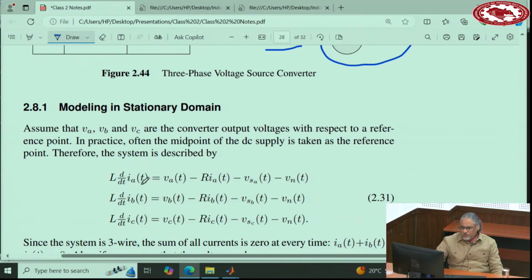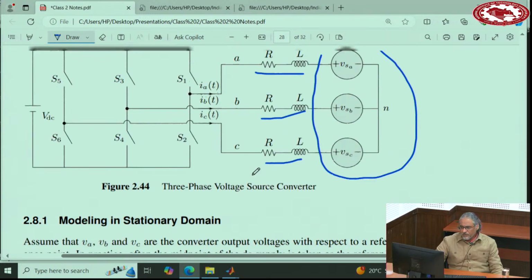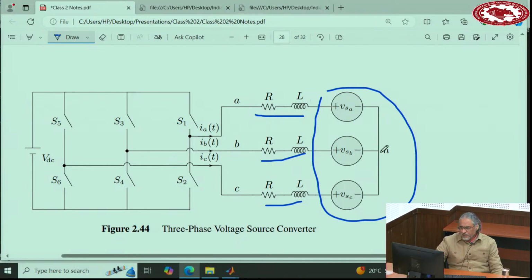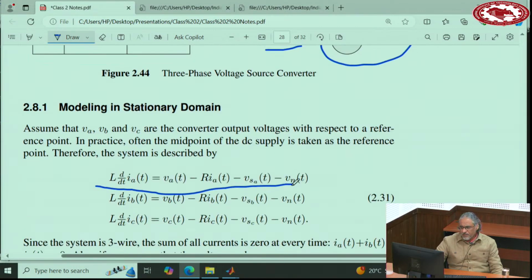So in the stationary domain, basically, you write down the equation. This is the voltage equation for the first loop here. And this point is called N, Vn. This is the voltage for the second loop. This is the voltage for the third loop.